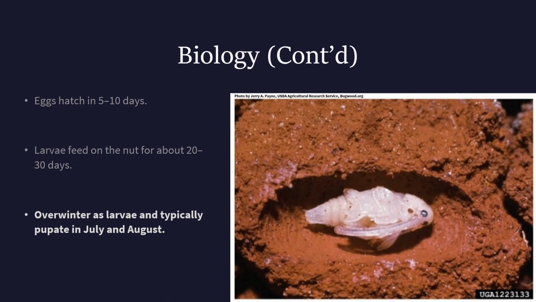The larvae would burrow into the soil to a depth of up to about 12 inches, at which point they would form a smooth-walled cell in which they would eventually pupate. In this image on the right, we have a Curculio pupa, and we see it within its smooth-walled cell in the soil.